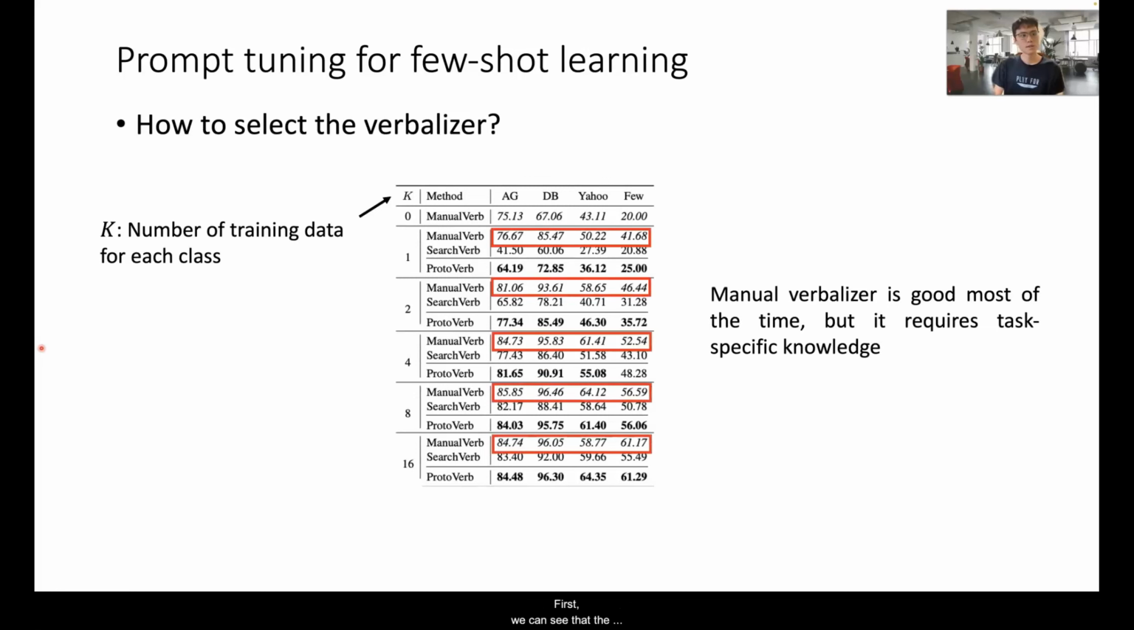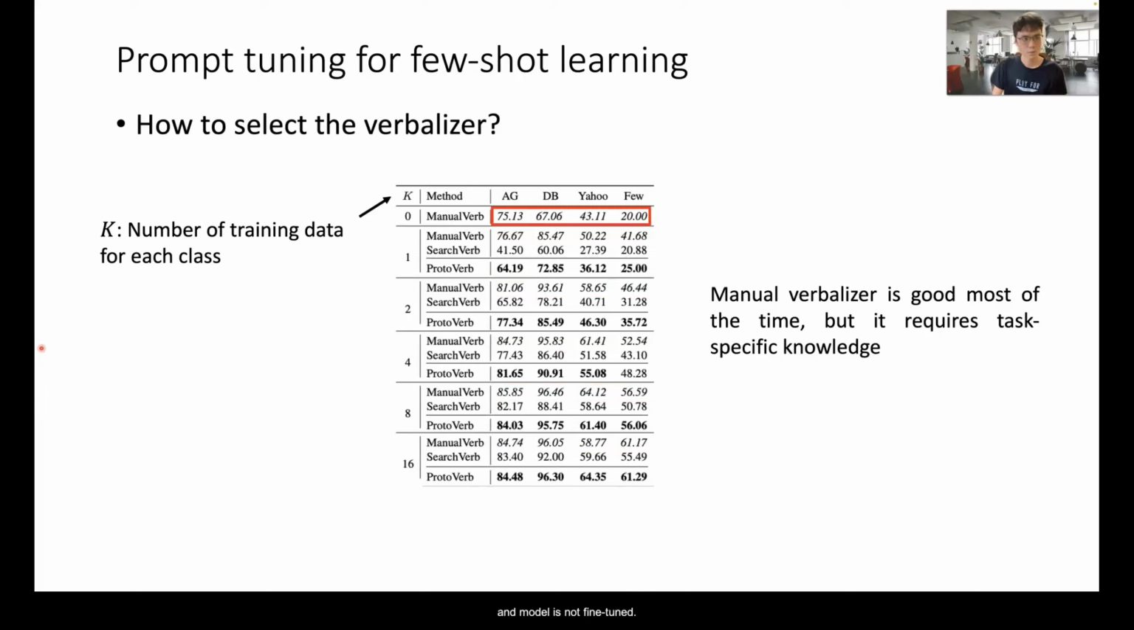First, we can see that the performance of the manual verbalizer is always quite good for different K. A notable point is that even when there is no training data and the model is not fine-tuned, which is the case when K equals 0, the manual verbalizer can still achieve decent performance on most datasets.